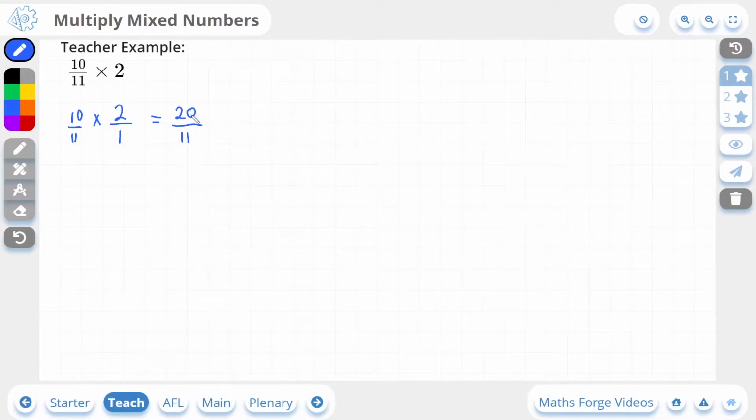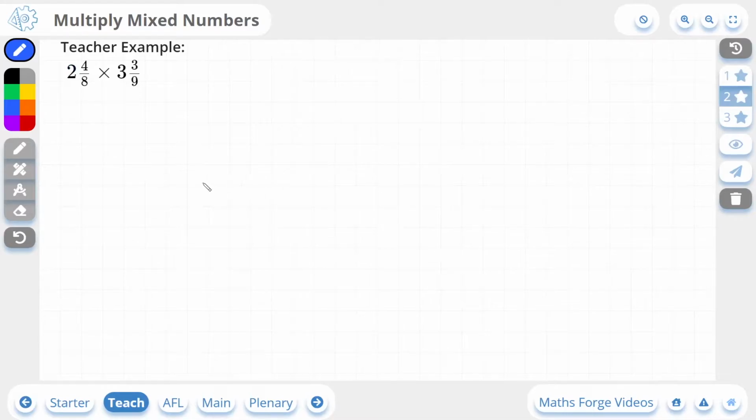How many times does 11 go into 20? Well, that's one whole time. And what do you have to add on to that 11 to get to 20? Well, that's a remainder of 9. And that's over the original divisor of 11. And this should be our answer in its simplest form. And if we just check the answers, there it is.